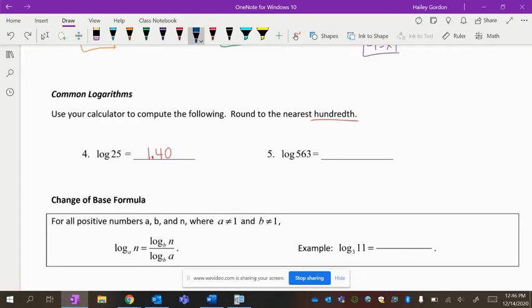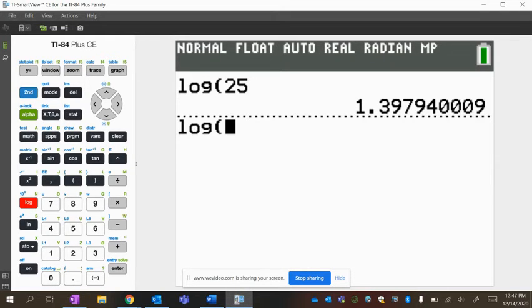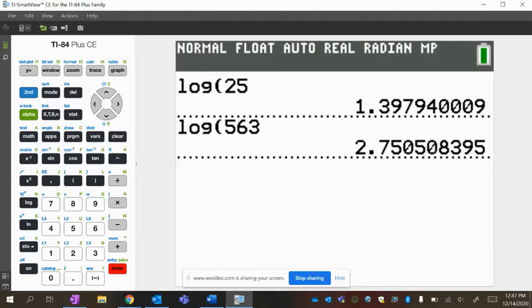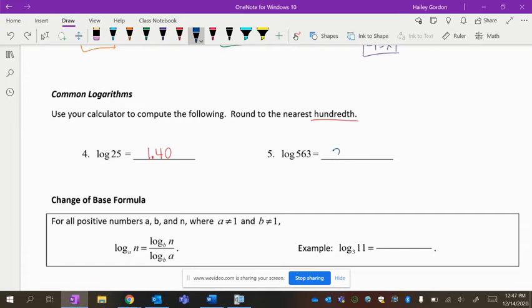If you do the same thing for the next one, you type in 563 into your calculator, so log 563, and hit enter. Notice I am not closing the parentheses because you don't have to when you just have one log, but you can. It gives 2.750508, and so on. So again, nearest hundredth, 2.75.